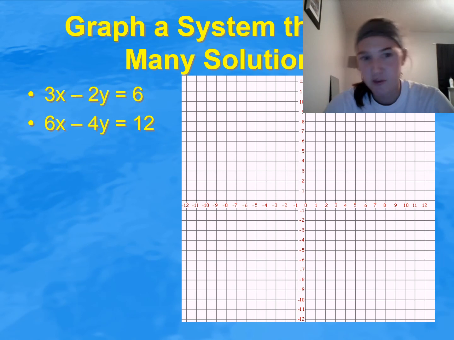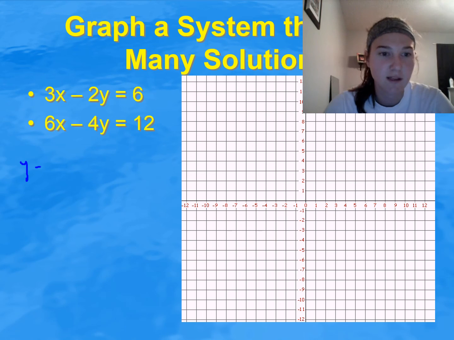Alright, since I'm already a superstar, I'm going to let you graph this system. So go ahead and pause the video. Okay, so hopefully you paused, and when you solve for y in each of the equations, you got y equals 3/2 x minus 3. If not, go back, check your work. I think that's what you should get. So we're going to go to the -3 on the y-axis, up 1, 2, 3, to the right 2, plot that point.